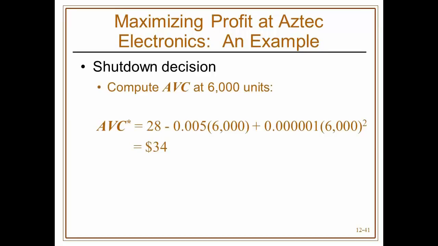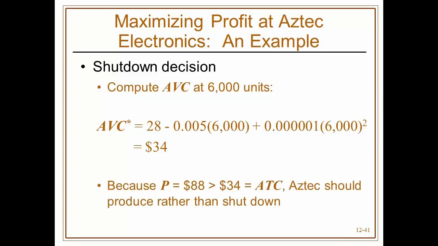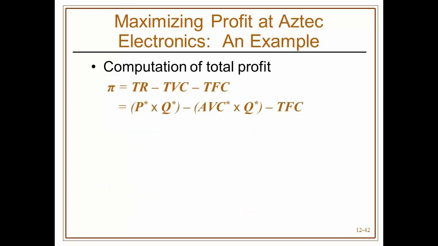As long as the price is above average variable cost, you know that your company's going to stay open. Whether it's profitable or not is kind of a different question, but you at least know whether you should shut down or not if your price is above average variable cost. So we know they're going to produce. You can calculate the total profit fairly easily.